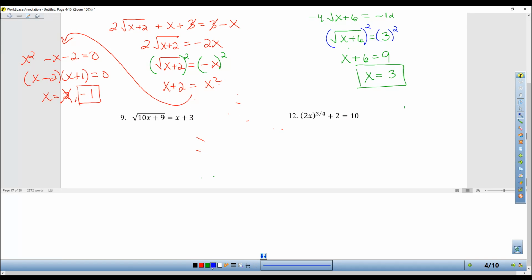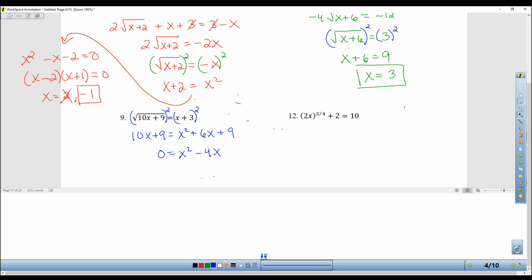Number 9. You can square both sides right off the bat. I get 10x plus 9. Biggest mistake of the day, this is not x squared plus 9. This is x squared plus 6x plus 9. I see an x squared in my equation. What do I do? I set it equal to 0 and factor. I know you're a little sick of me saying that, but I'm hoping that it'll help.